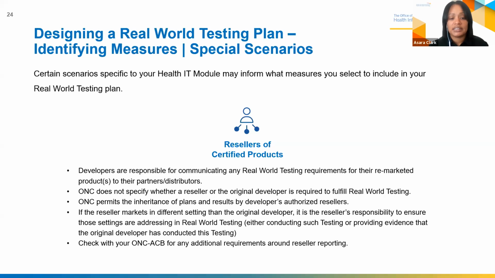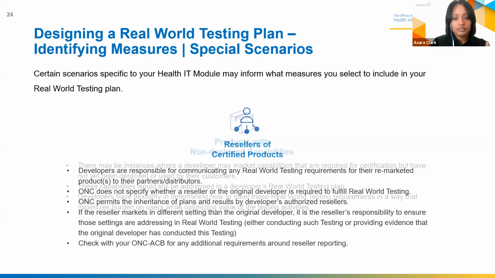And then if the reseller markets in a different setting than the original developer, so say you're the health IT developer, but your reseller markets in a different setting type, then it's up to you and your distributor or the partner that is reselling your product to determine how you're going to cover that care setting type. So you have to negotiate and make those arrangements with your resellers. And then check with your ONC ACB for any additional requirements around reseller reporting.